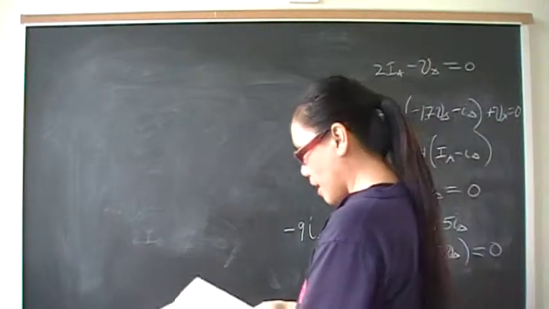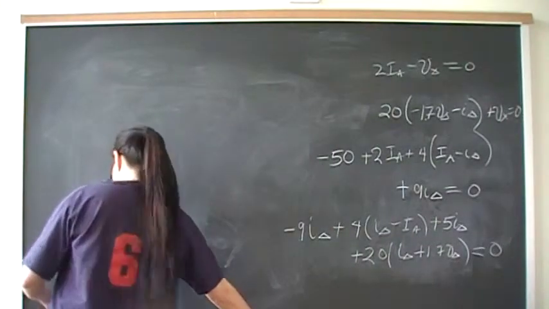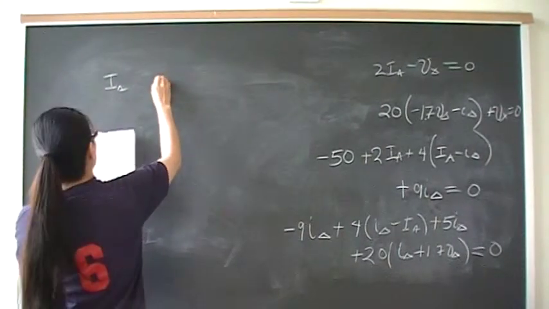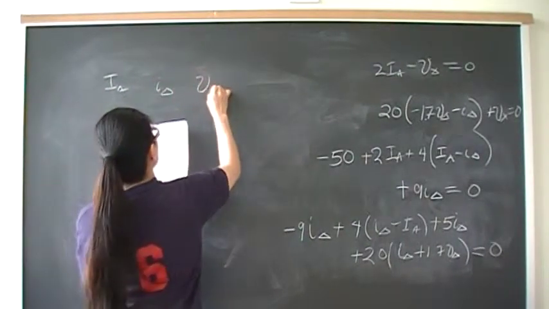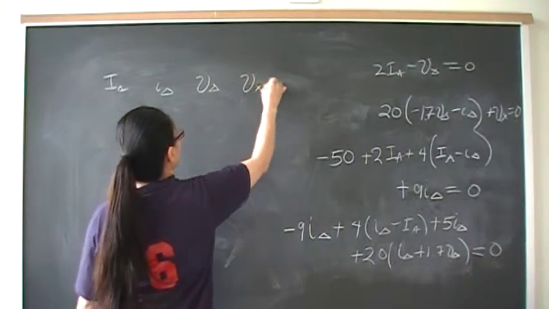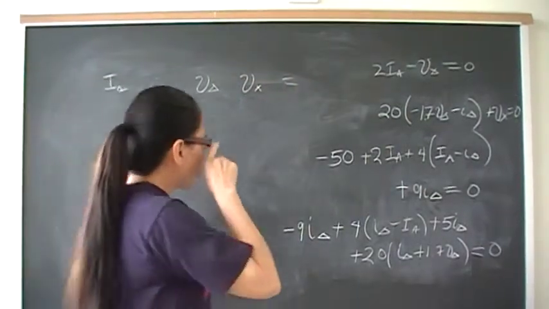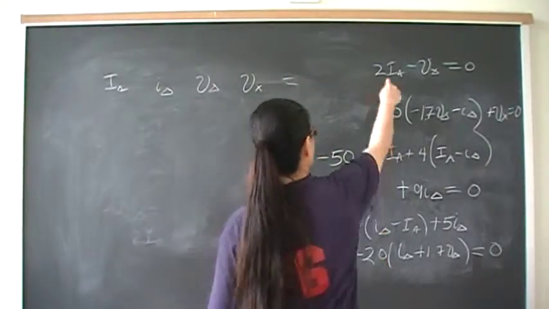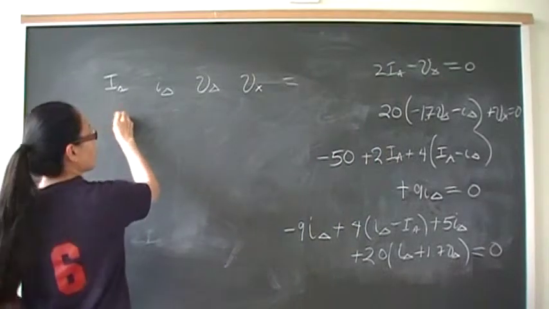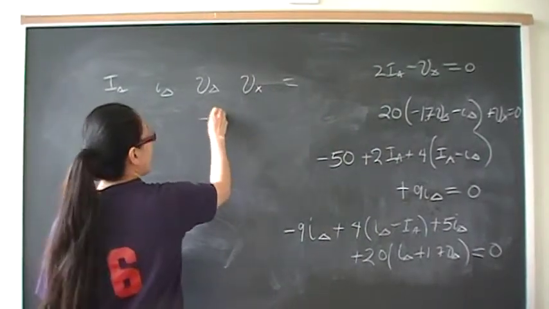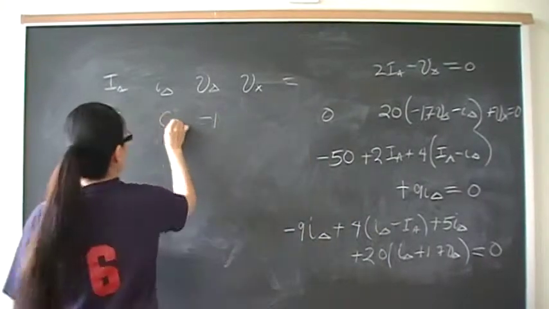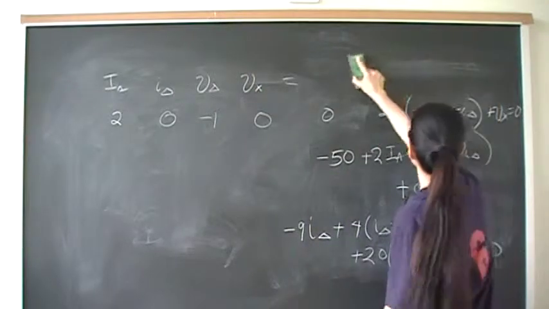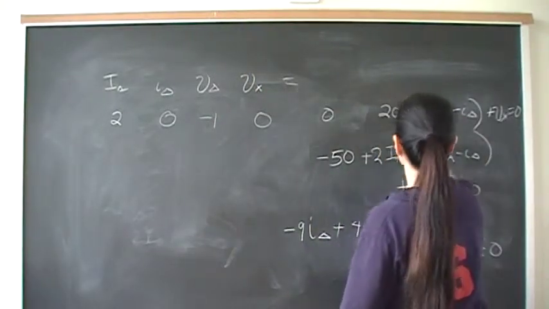And I just want to match my matrix here. So we have IA, I delta, V delta, and Vx. So let's go through each term one by one. So this one, we have 2 IA, and then we have a -1 for Ix, and then a 0. That means this is 0, and that's 0. That's the first line of my matrix. That's my first equation. My second equation is this one.